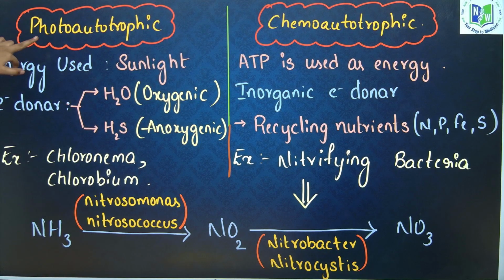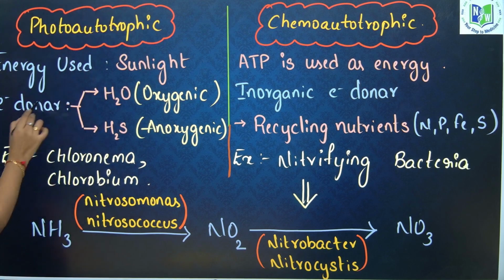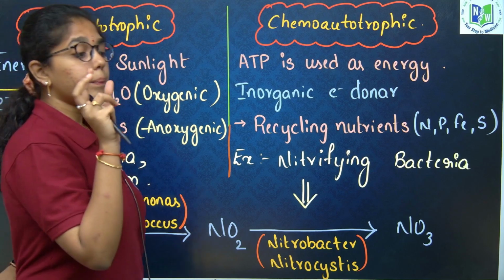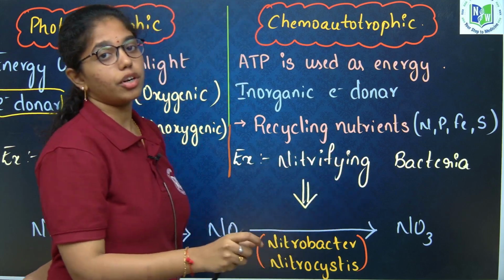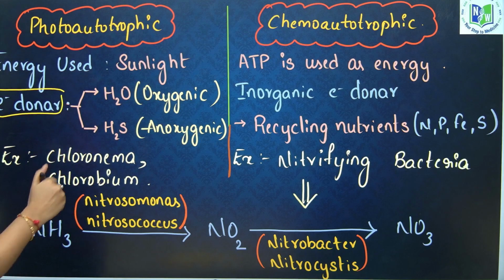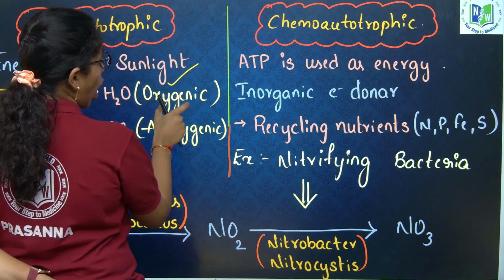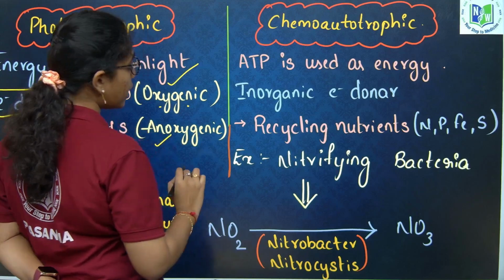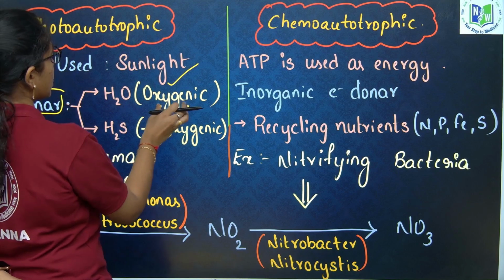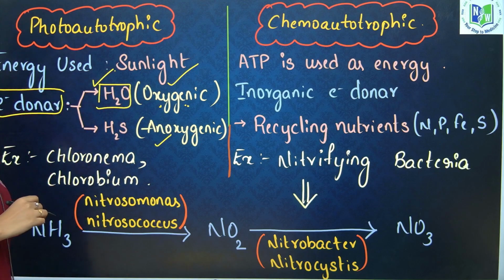Energy used by photoautotrophs is sunlight, as we have discussed, and the electron donor is of two types. This photoautotrophic bacteria are of two types: one is oxygenic photosynthesis and the other is anoxygenic photosynthesis. If it is oxygenic photosynthesis, then the electron donor must be water, like in cyanobacteria.